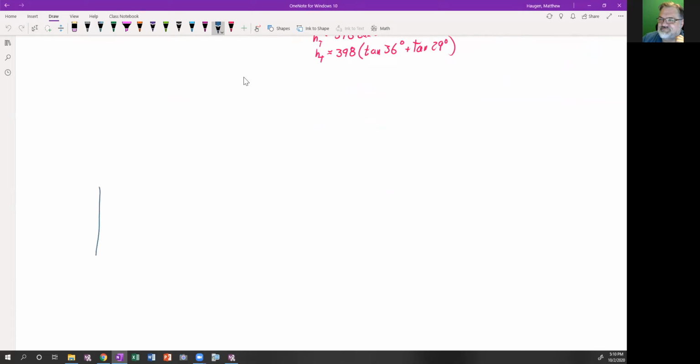So again, we should start with nice diagrams. So we got a building. That building has a lightning rod on top of it. I'm not worried about drawing anything to scale here. From a location 118 feet from the base of the building. So 118 feet from the base of the building. The angle of elevation, so presumably there's somebody here looking at the building. The angle of elevation to the bottom of the lightning rod is 36 degrees.